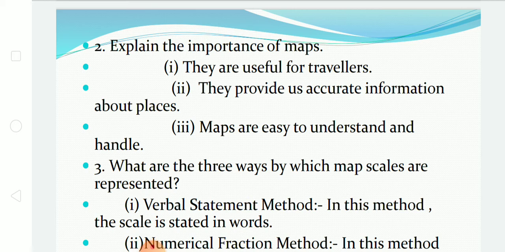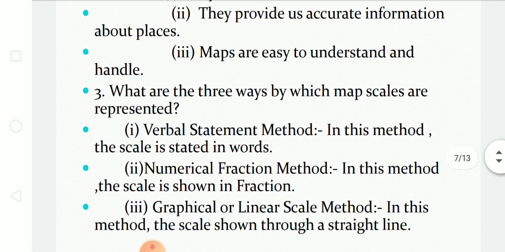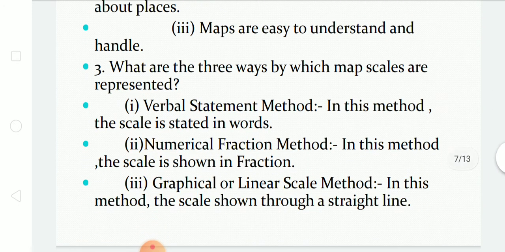Now, what are the 3 ways by which map scale is represented? Map scale, how is it represented? 3 map scales are given. Verbal statement method: the scale is stated in words. Numerical fraction method: in this method, the scale is shown as a fraction, like 1 by 2, 1 by 4, like that.